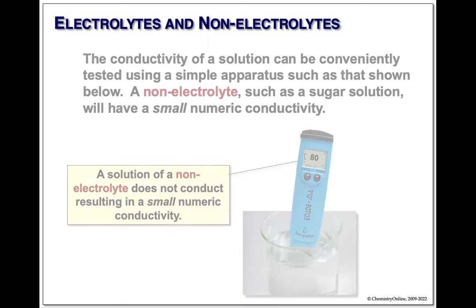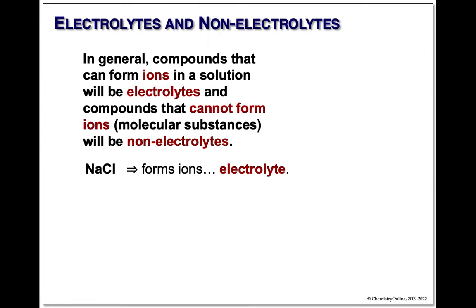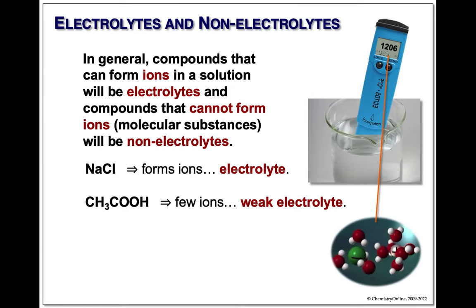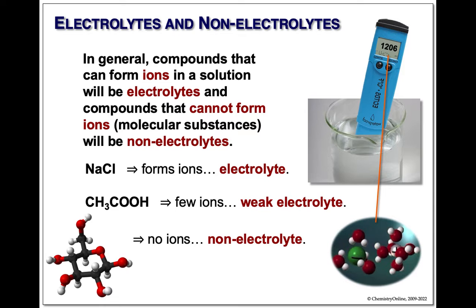The bottom line on this, if you have ions, it's an electrolyte. If you have few ions, it's weak. No ions, it's a non-electrolyte. Sugar dissolves in water nicely, but it does not form ions. So it's a non-electrolyte. Any questions?